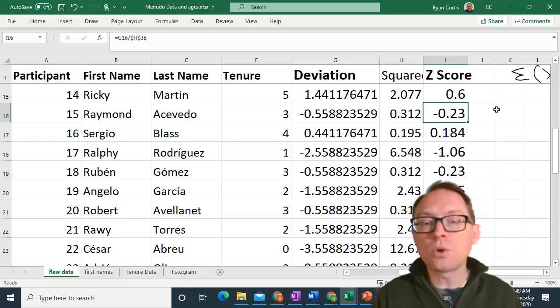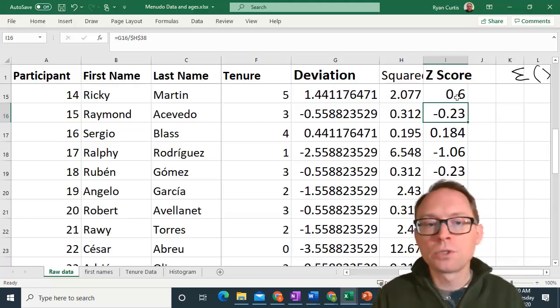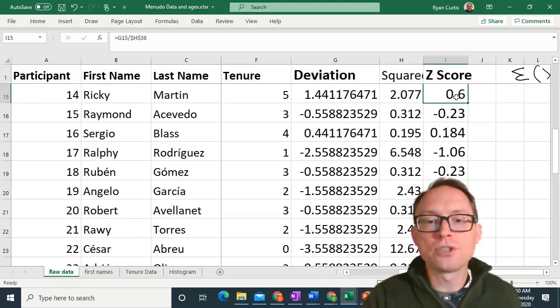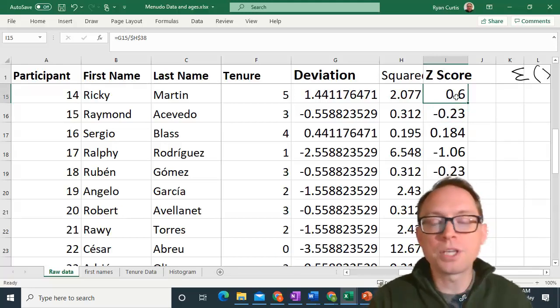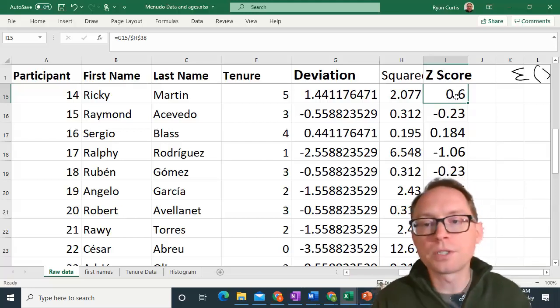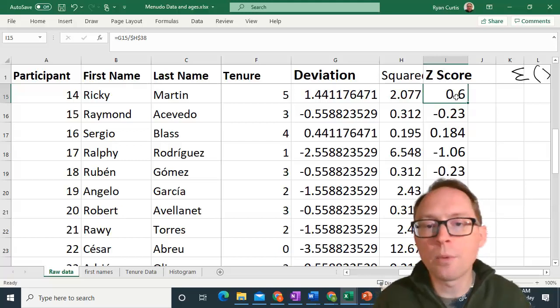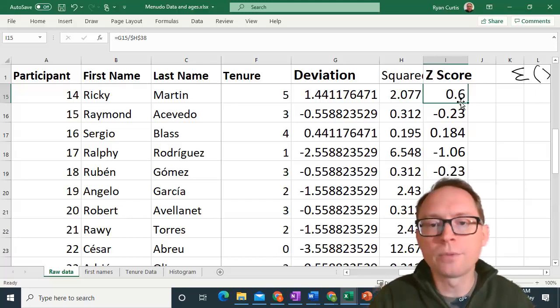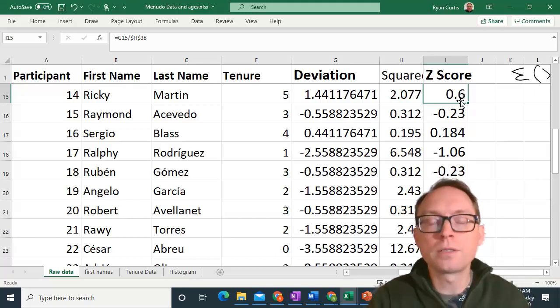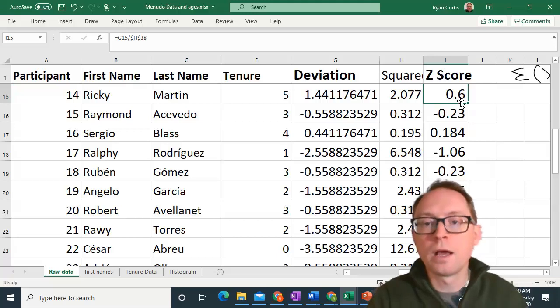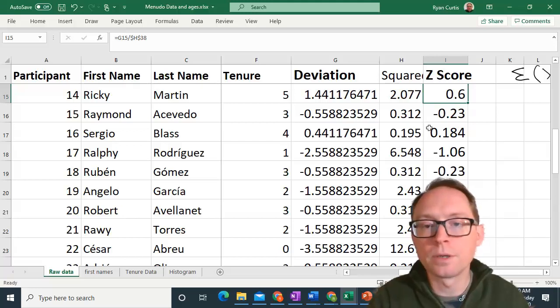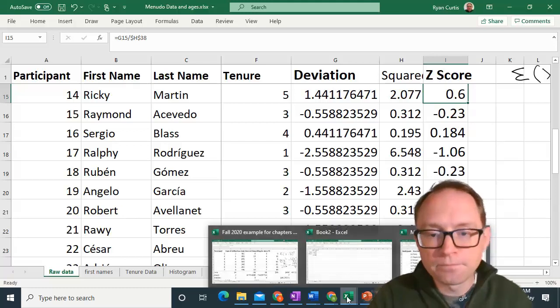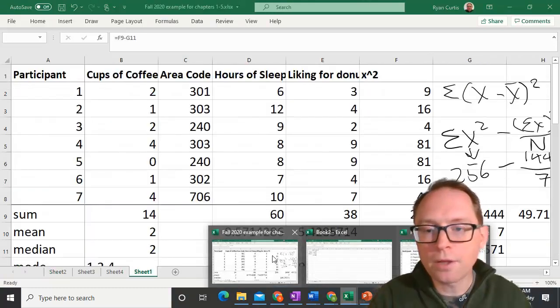A z-score is standardized. So if I want to know how Ricky Martin is above or below the mean, I can just look at his z-score and say he's 0.6 standard deviations above the mean. I don't have to worry about whether that's in years or in months or in weeks. I know that 0.6 is his relationship to everybody else. He is 0.6, 60% of one standard deviation above the mean. His z-score is 0.60. All right, here's what I want to do then. I want you to calculate for me.